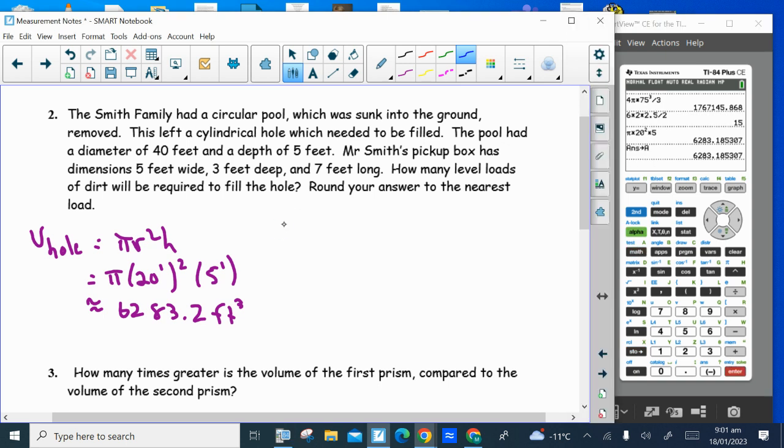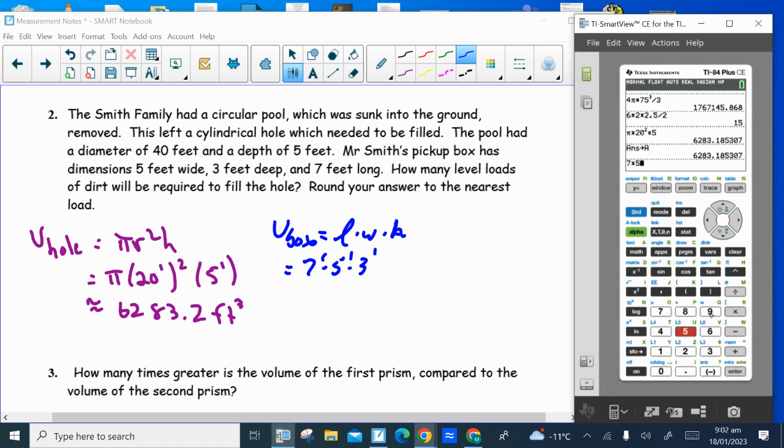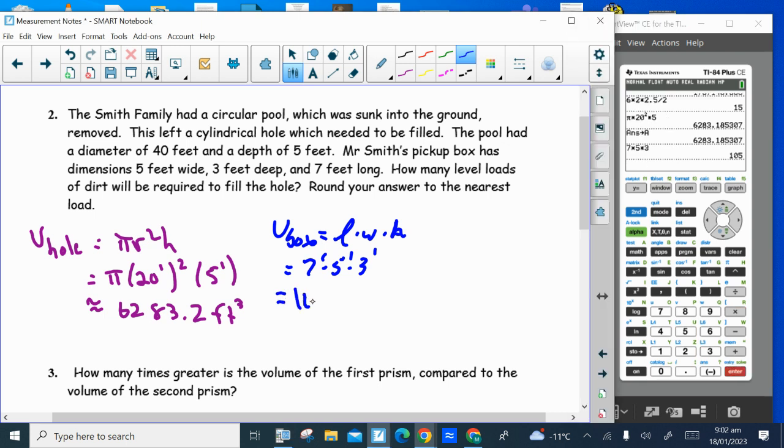Now we'll find the volume of the truck box. It is a box, so it's just length times width times height. His box measures 7 feet long by 5 feet wide by 3 feet deep. So 7 times 5 times 3 feet. 7 times 5 times 3 is 105 cubic feet.